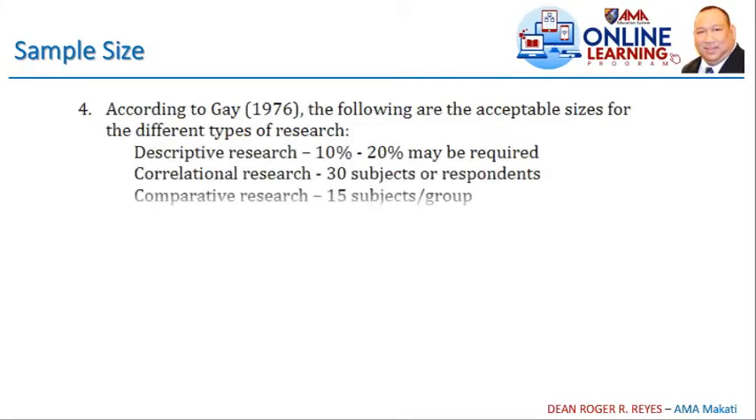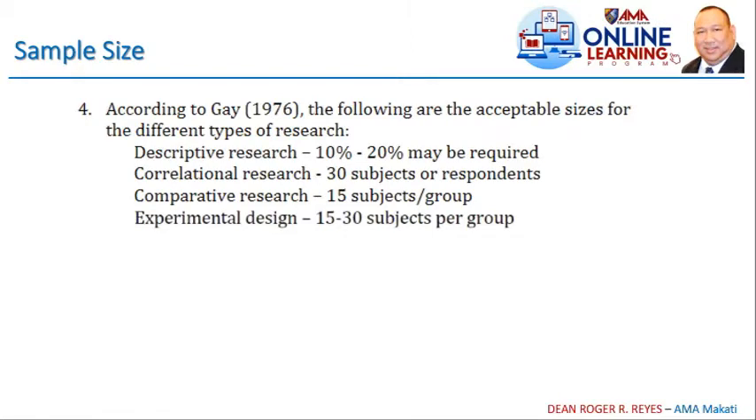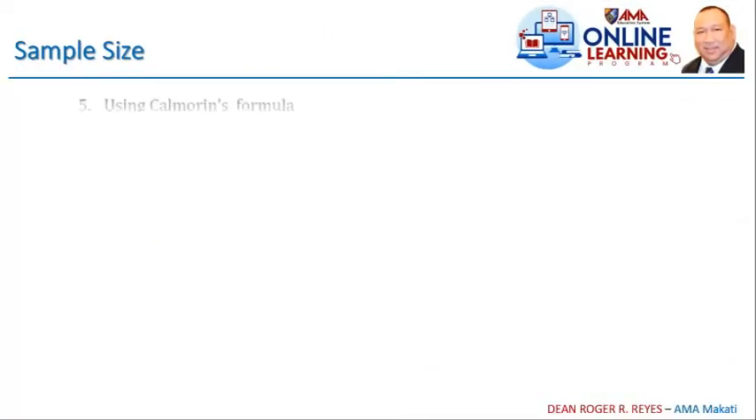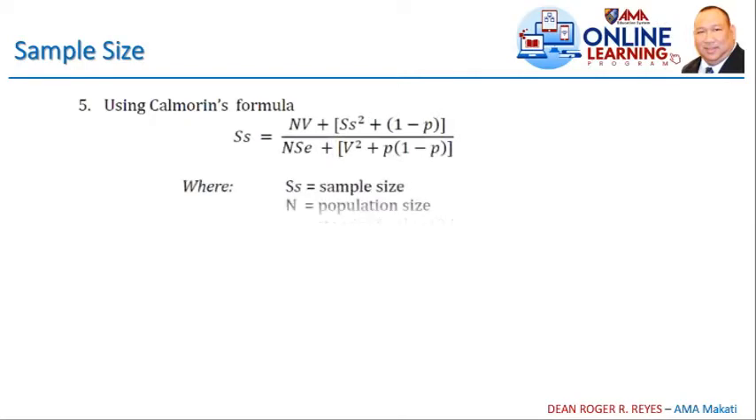So according to Gay, the following are the acceptable sizes for the different types of research. For a descriptive research, 10 to 20% of the population may be required. In correlational research, 30 subjects or respondents. Comparative, 15 subjects per group. Experimental design, 15 to 30 subjects per group. Okay. If you want to use 10 to 20% of the population, you mention you are following Gay, 1976.